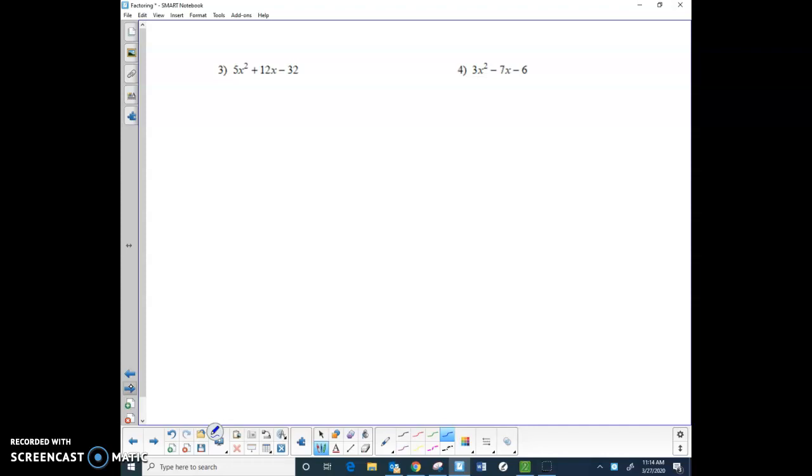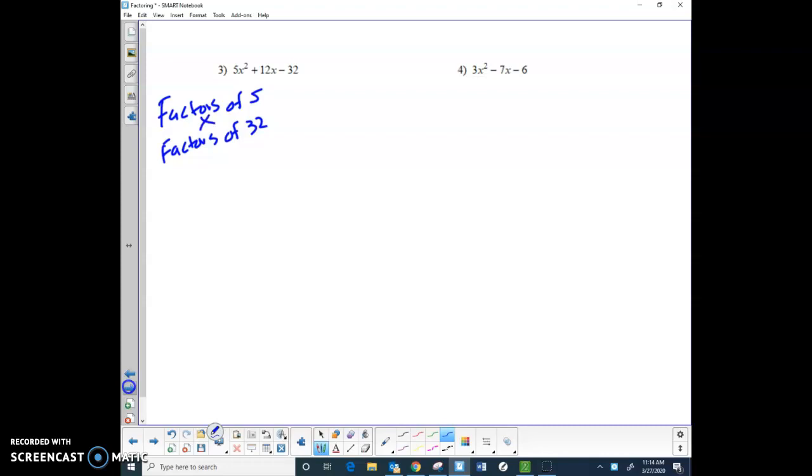All right, so what happens when the number in front is not 1 and I can't take anything out? Like number 3 in this case, there's nothing that's going to factor out of there, and I've got this 5 out front and I've got a 32 at the back, and I need to get to 12. So I'm going to take factors of 5 and factors of 32.